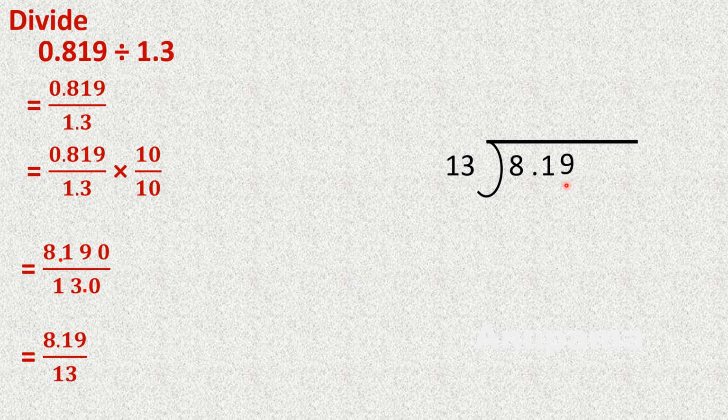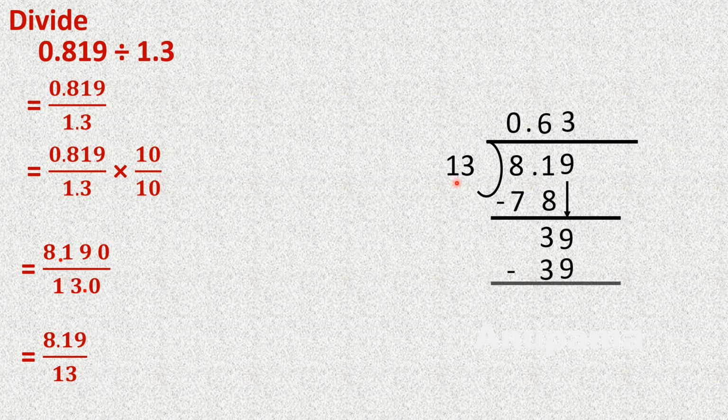But you know that 8 is smaller than 13. So we will put 0 and a decimal point. Now it is 81. We can divide 81. So 13 6s are 78. Now we will subtract it. It is 3. We will write down 9. 13 3s are 39. We will subtract it. It is 0 and our answer is 0.63.